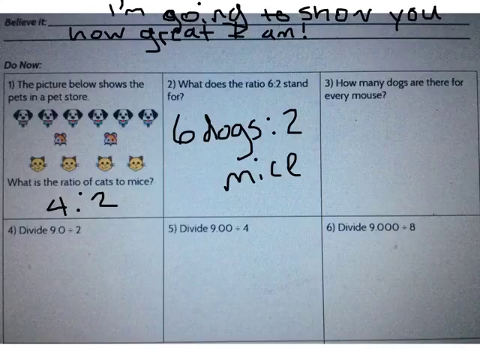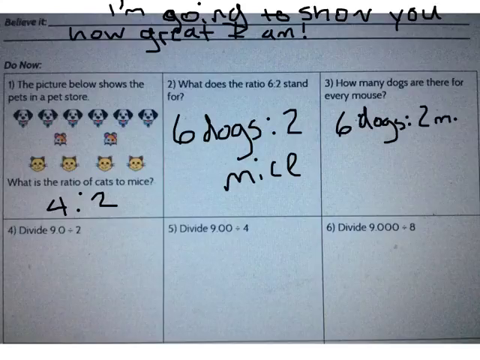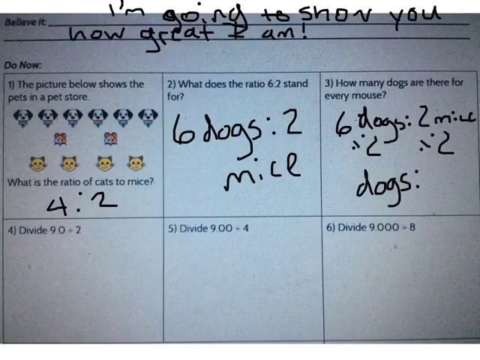If there are 6 dogs for every 2 mice, I could find how many dogs there are for every mouse. There are a couple ways I could do this. First, I could simplify the ratio 6 dogs to 2 mice. What's the greatest common factor that I could use to simplify? It's 2. I could divide both by 2. If I simplify my ratio, how many dogs are there for 1 mouse? There are 3 dogs for 1 mouse.